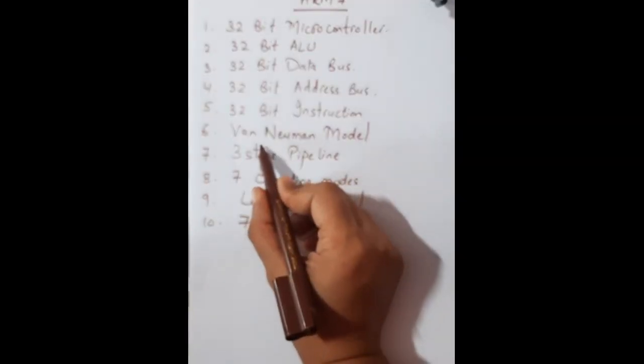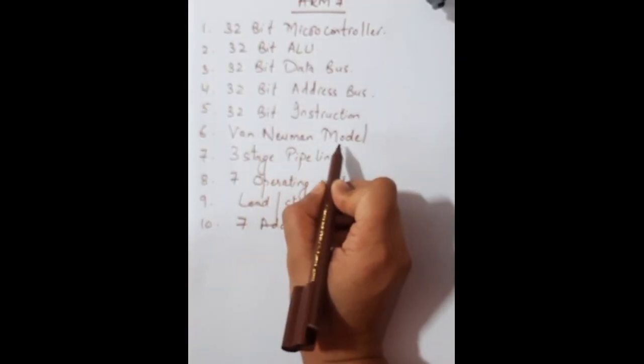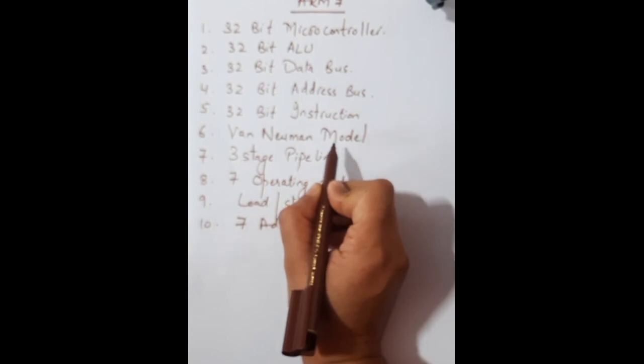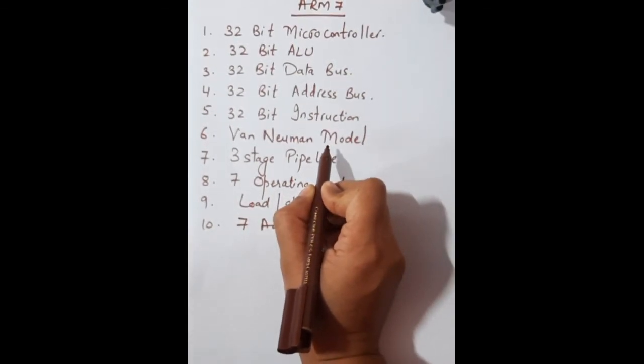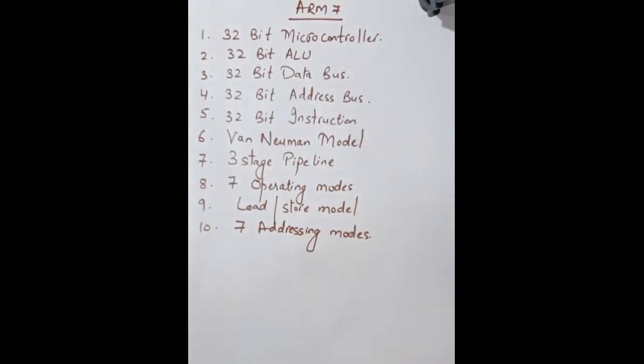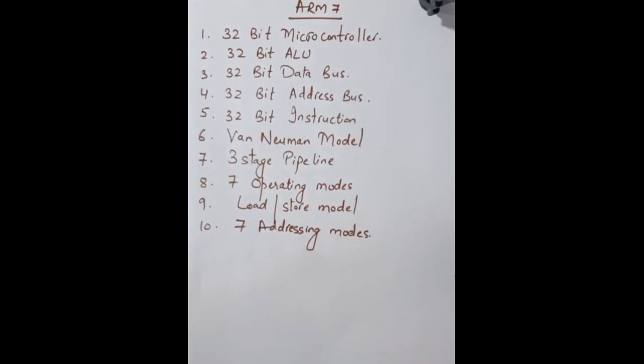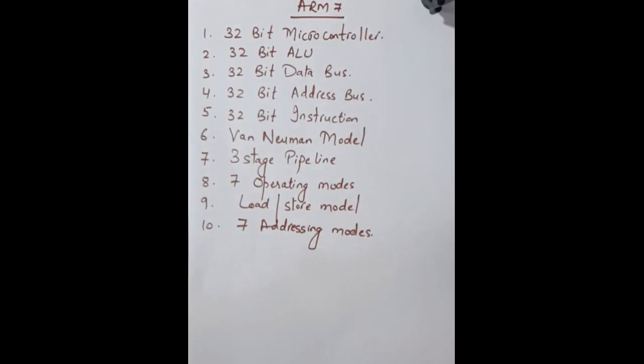ARM7 uses the Von Neumann model, whereas in 8051 and most other processors, the Harvard model is used. In ARM7, a 3-stage pipelining structure is used. 7 operating modes are used. The load and store model is used in ARM7, and ARM7 has 7 addressing modes. So all these features will be discussed in my upcoming lectures in detail.